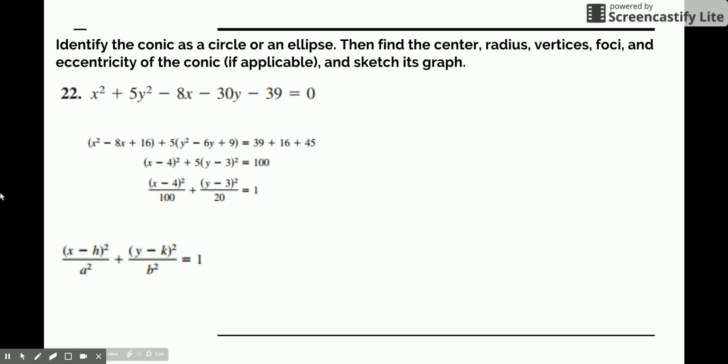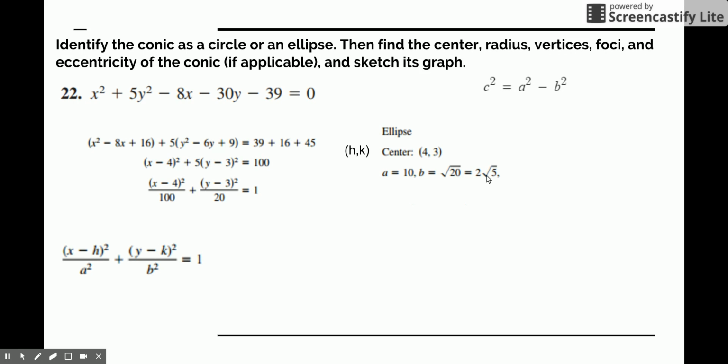Since you know that, you can put up this kind of skeleton formula. And you know it's not a circle because if it were a circle, then a and b would be the same. So that makes it an ellipse. You know that this is 4 and this is 3, which makes (h, k) the center. Now you can go and find these specific numbers. a is 10, which you can figure out by putting in 100 equals a squared and square rooting both sides. And b is the same thing, and you can simplify that to 2 rad 5.